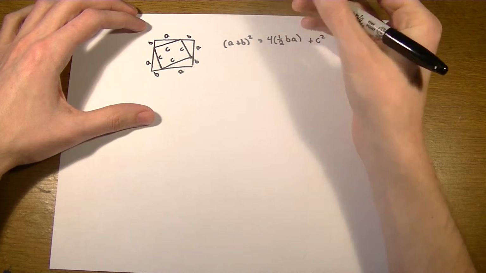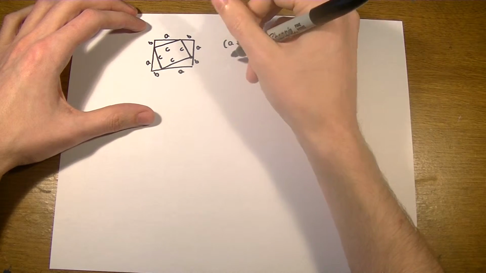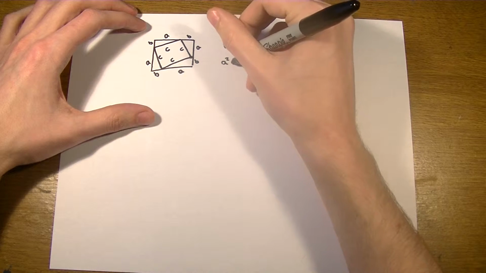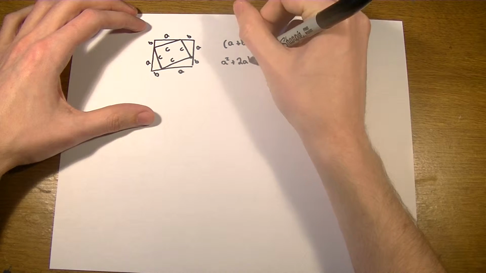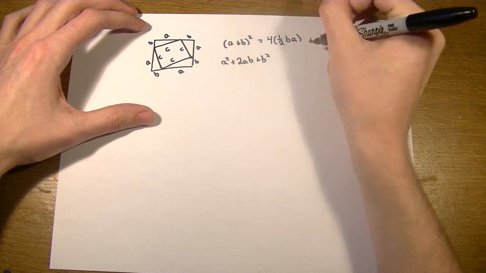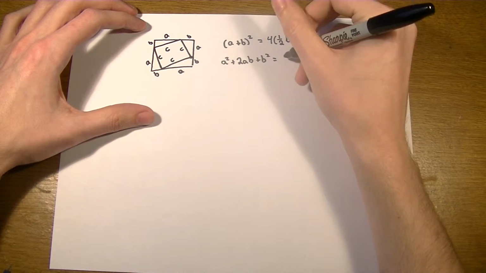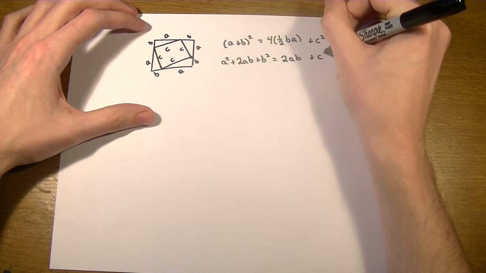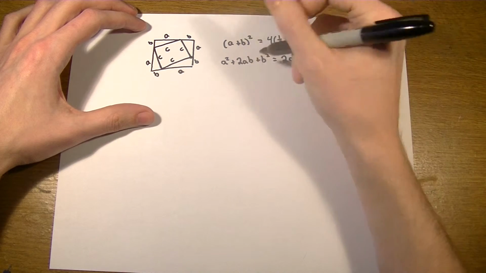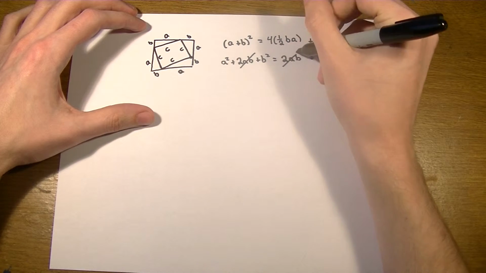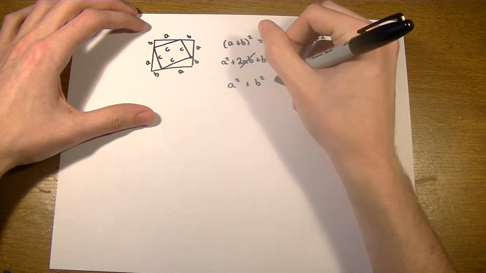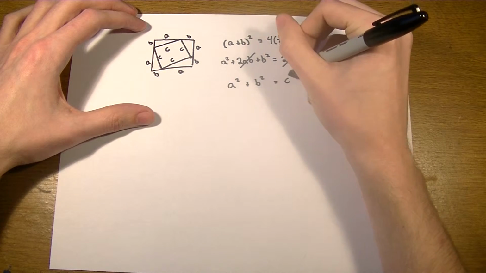So let's expand this side. A plus B squared is A squared plus 2AB plus B squared, is equal to, and I expand this side, 2AB plus C squared. So this cancels out here, and we get the desired result. A squared plus B squared is equal to C squared.